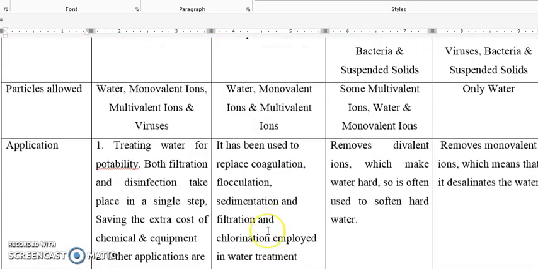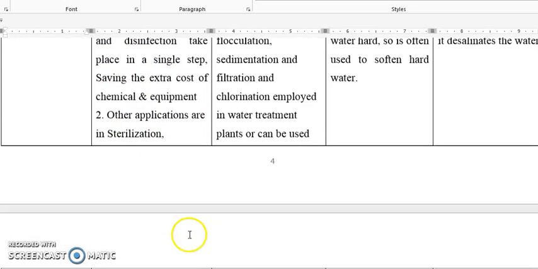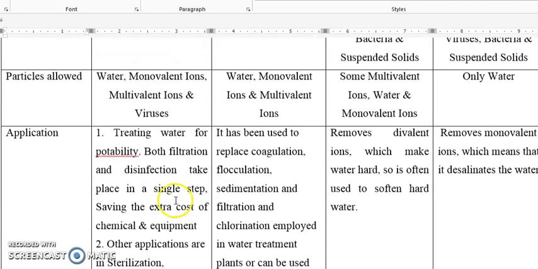This first one, microfiltration, the application is used in treating water for potability. Both filtration and disinfection can be done in a single step. So there is an extra saving in the cost of the chemical and equipment. So you don't have to disinfect the water again, because it is removing bacteria also. Other applications are in sterilization, petroleum refining, dairy processing, etc.